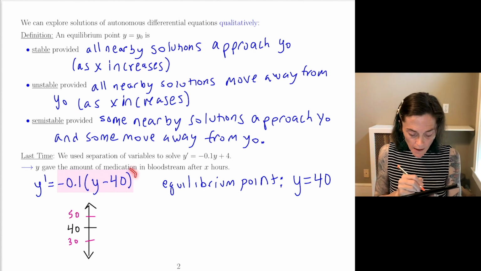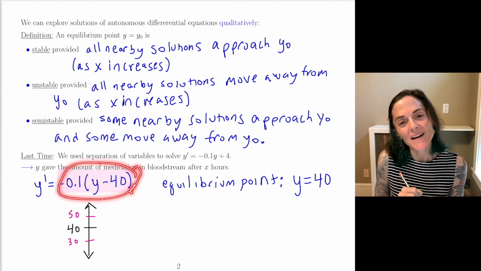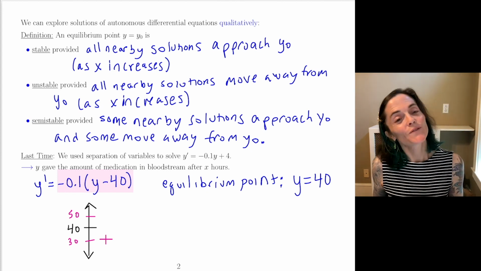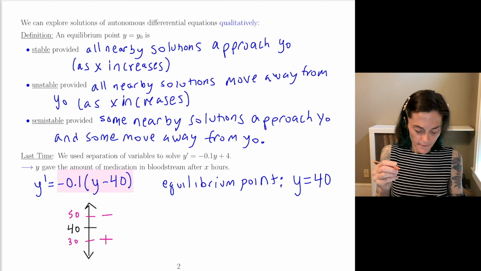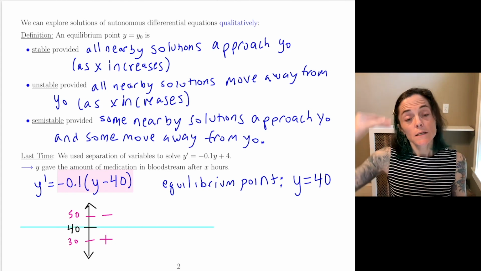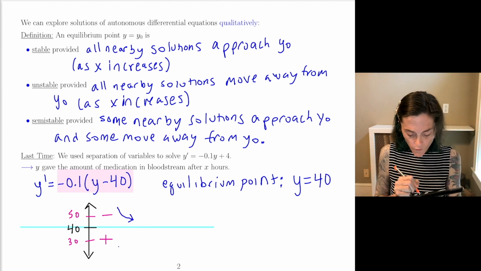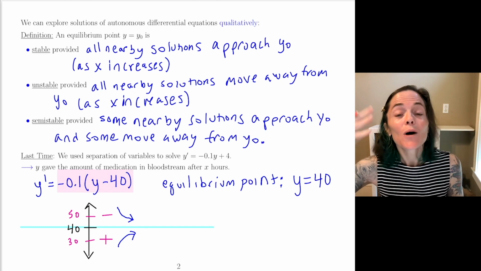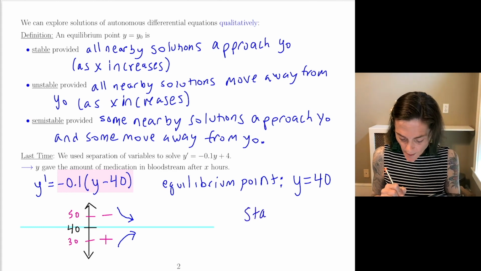Now, what do we get? At 30, we have 30 minus 40, negative, and then we have this minus 0.1 in front, negative. Two negatives make a positive. So here we have a plus. And then 50 minus 40 is positive, multiplied by the negative in front, this is negative. So what this says is, we have this equilibrium solution at 40. Solutions above 40 are decreasing, and solutions below 40 are increasing. Y prime is positive, increasing. Y prime is negative, decreasing, like this. And so you see, this is a stable equilibrium point.